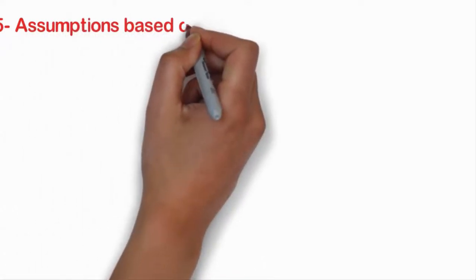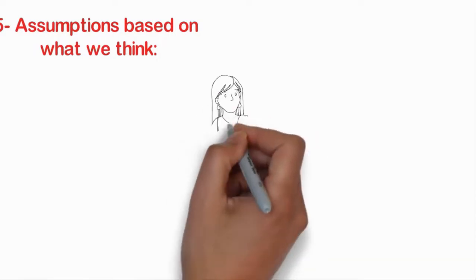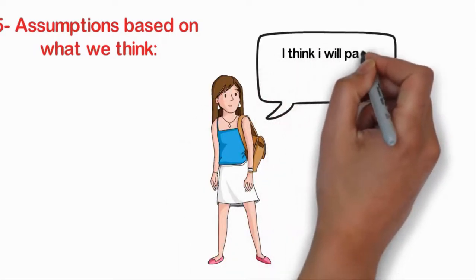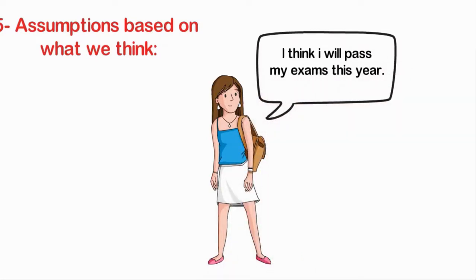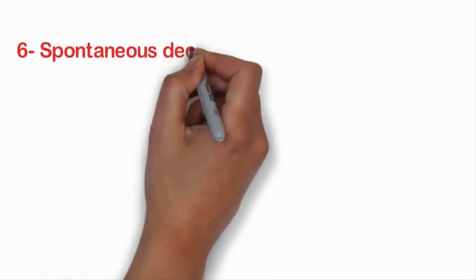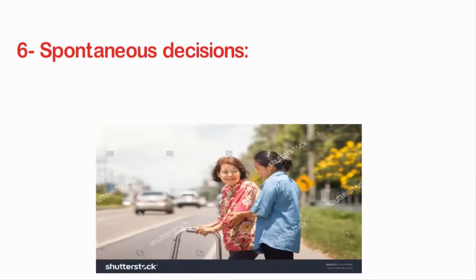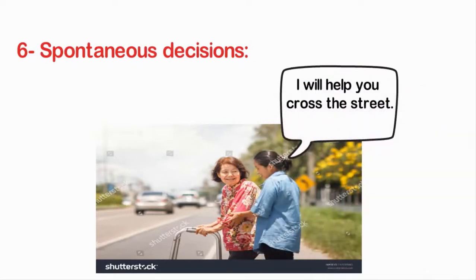Five, assumptions based on what we think. I think I will pass my exams this year. Number 6, spontaneous decisions. I will help you cross the street.